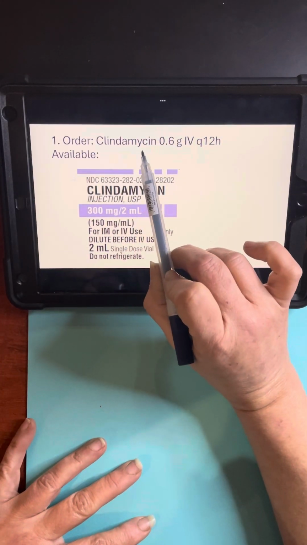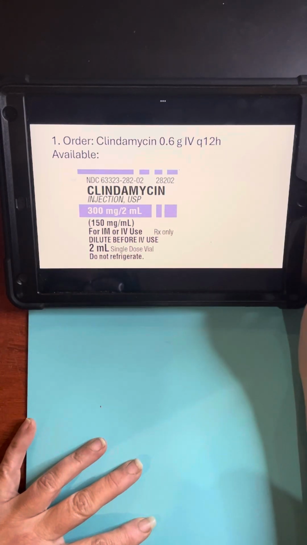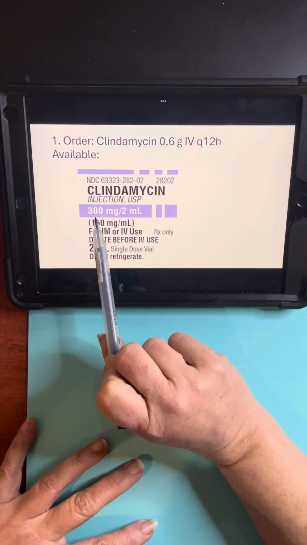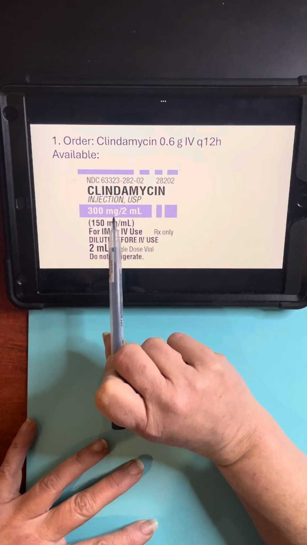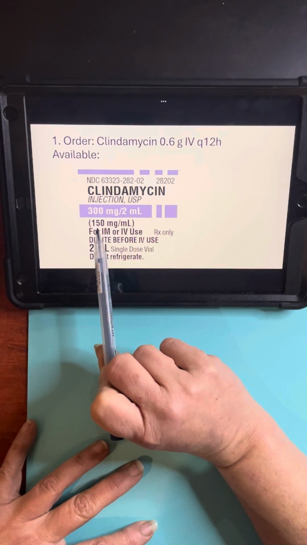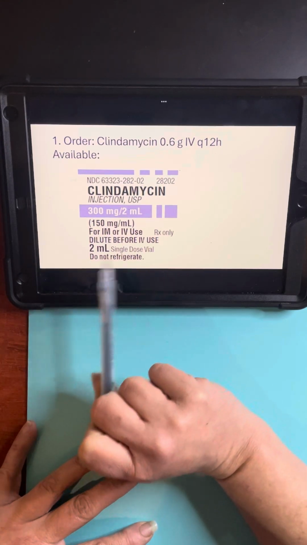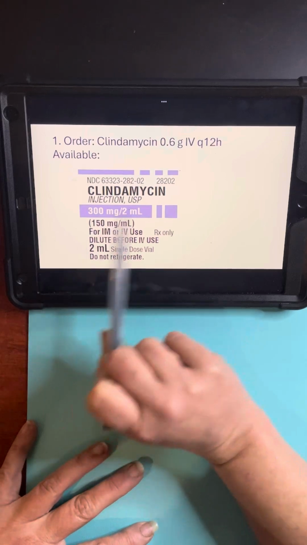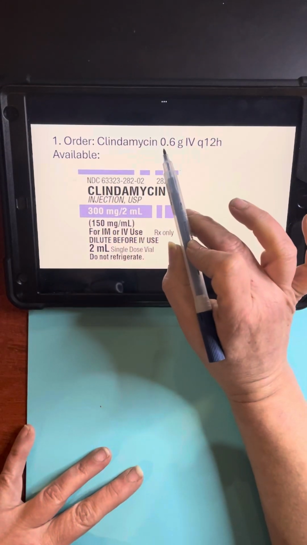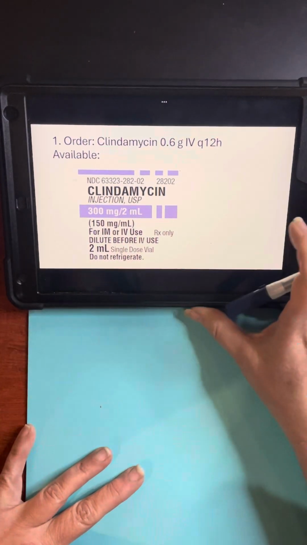The order is for clindamycin 0.6 grams IV every 12 hours. What we have is clindamycin, 300 milligrams per 2 milliliters. They busted it down even further to 150 milligrams per milliliter, and it's a 2 milliliter vial. So what he wants is in grams. What I have is in milligrams, so something has got to change.